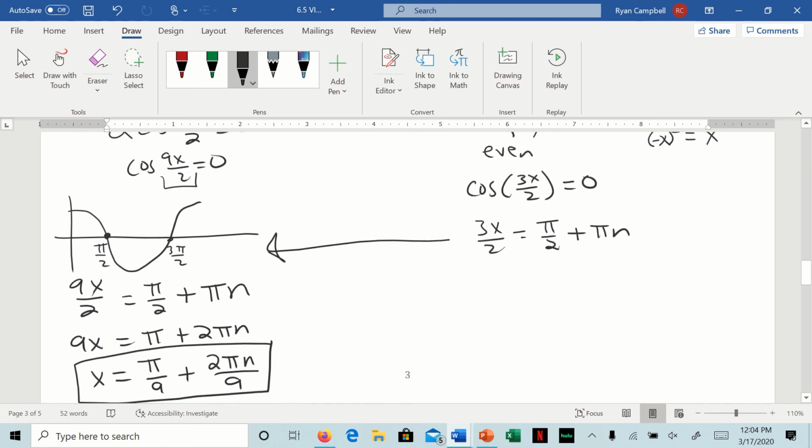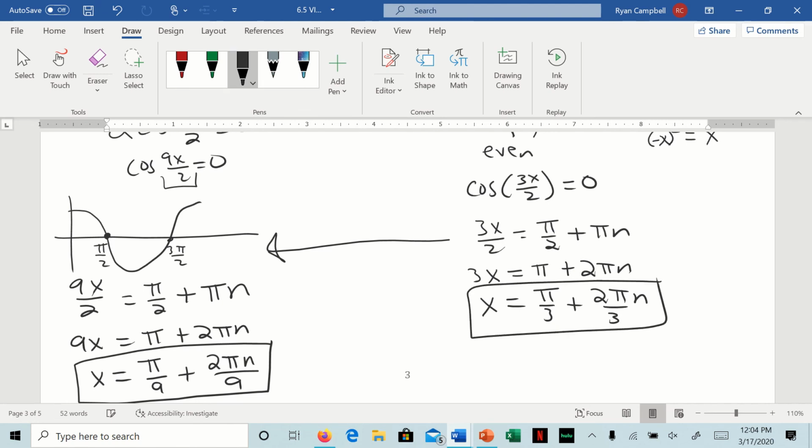So once again, we can multiply everything by 2, divide everything by 3, right? Well, we can do it one step at a time. So pi plus 2 pi n, and then divide everything by 3. So we get pi over 3 plus 2 pi over 3 n. Good. And if these are your answers, then you are absolutely correct on the homework or on the test. Full credit.